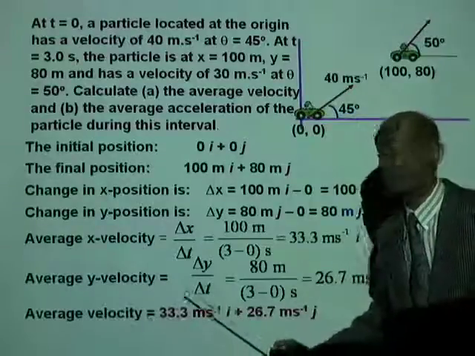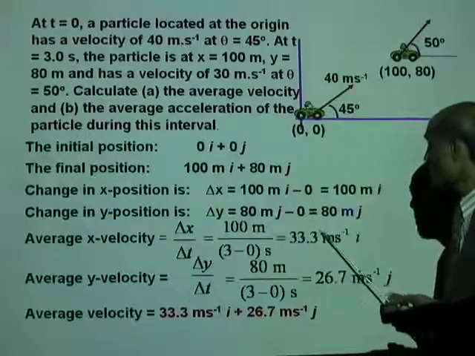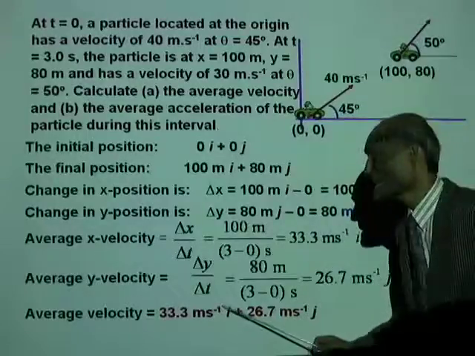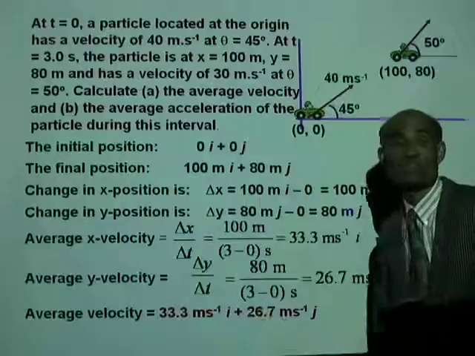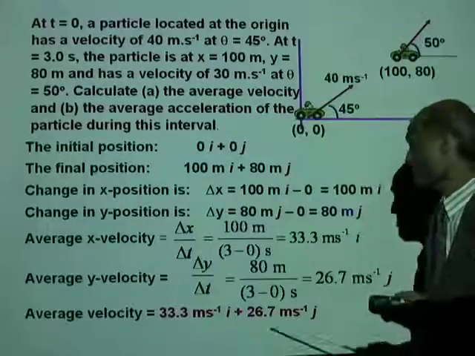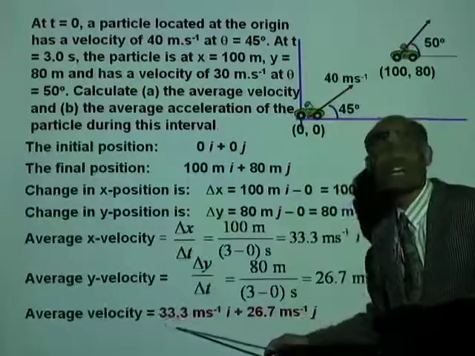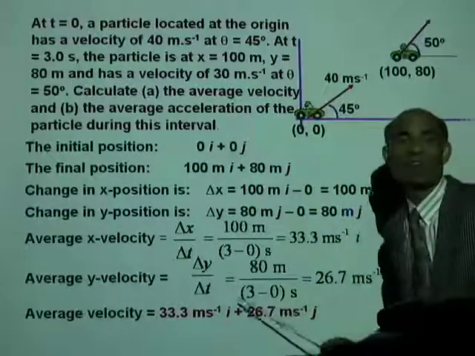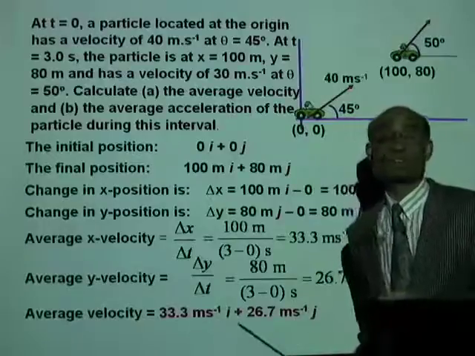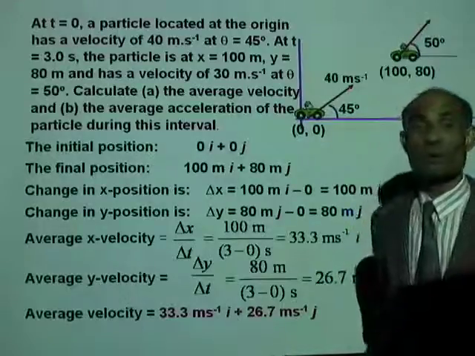Therefore, average velocity is 33.3 meters per second i plus 26.7 meters per second j. Alright, can you find the magnitude angle form of this? I haven't done it. I'm going to ask you to do that on your own.